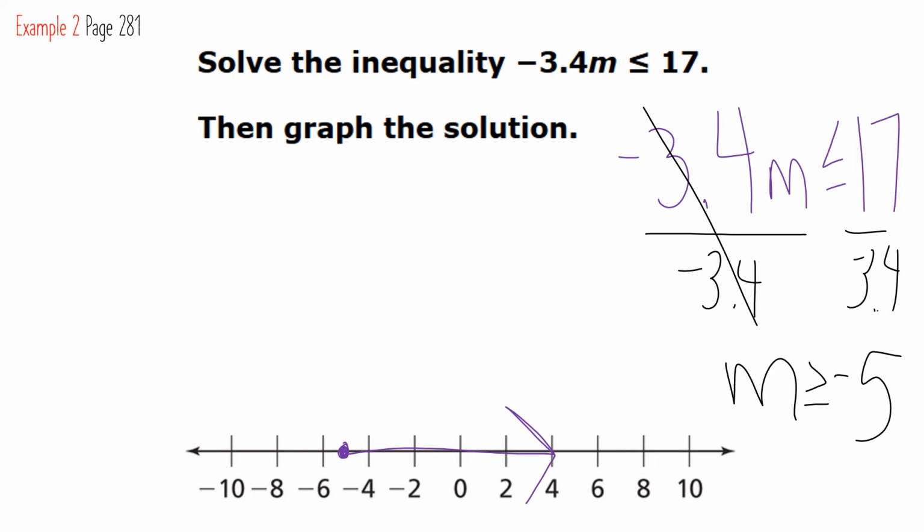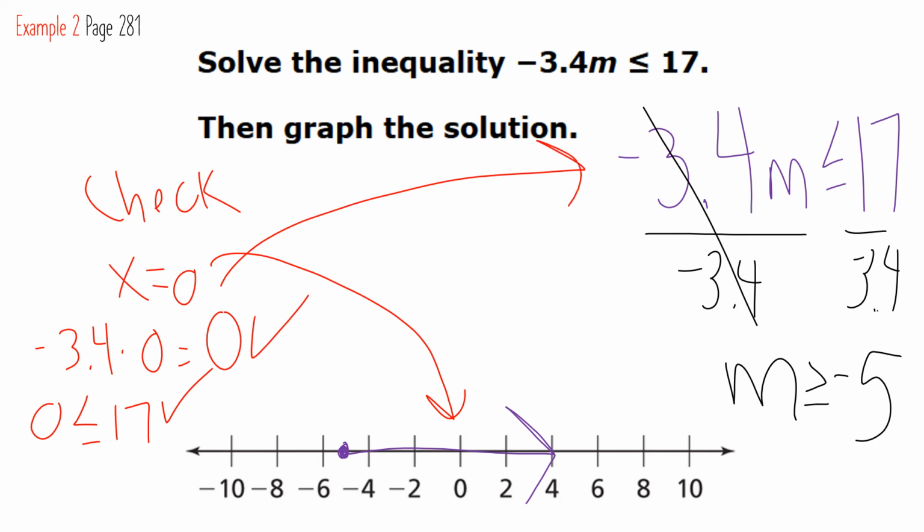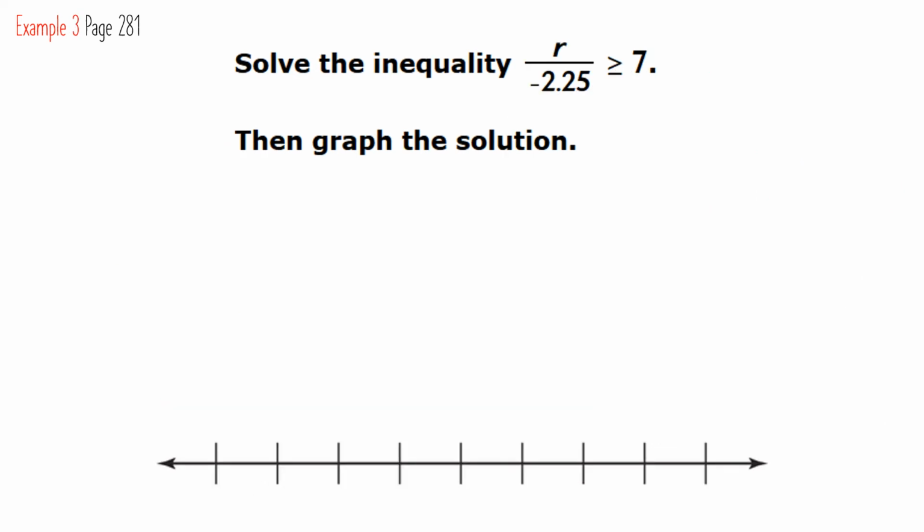One thing I like to do is use 0 as a check. So 0 is in my solution. It's in that arrow, right? So that means x should be able to equal 0. So let's check. Negative 3.4 times 0 is 0. 0 is less than or equal to 17. If we go back and check it in the original, it has to make the original work. So that works.